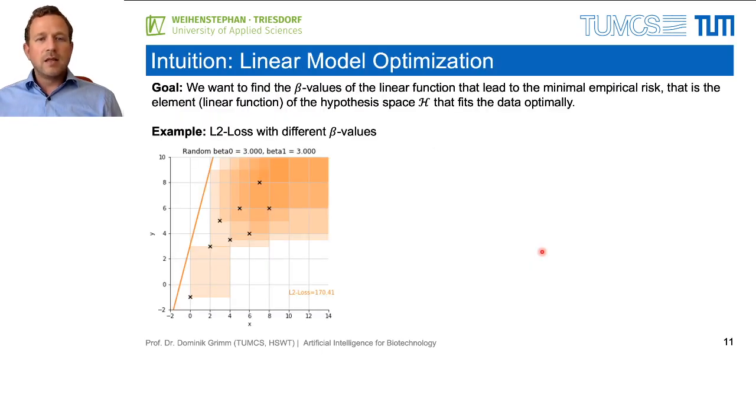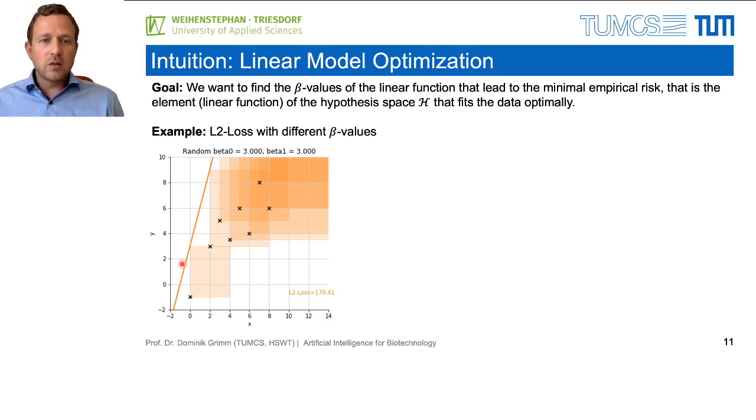So let's look at an intuition again. I said that the goal is that we want to find these beta values in our linear regression model, so that we can find a linear function that leads to the minimal empirical risk. And that's exactly then the linear function out of our hypothesis space H that fits the data optimally. So now let's take a toy example. We have here a few data points. So all of this stuff is generated in Python.